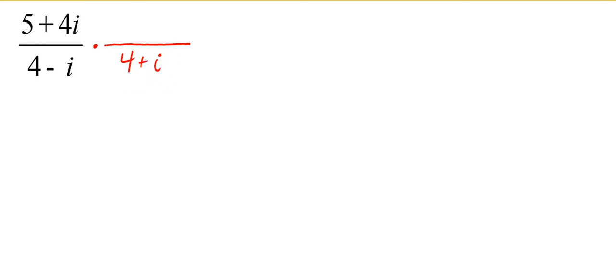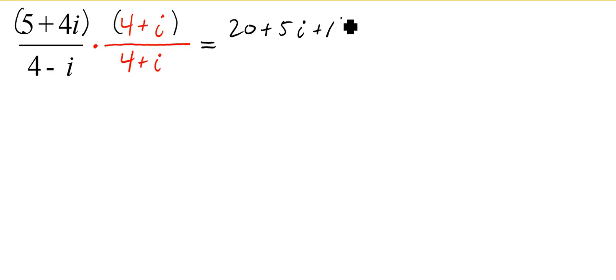Since we want to multiply the denominator by 4 plus i, we need to multiply the numerator by the same thing, 4 plus i. Now we need to go ahead and carry out the multiplication on top, which means we're going to FOIL. So we have 5 times 4 is 20. 5 times i would be plus 5i. 4i times 4 would be plus 16i. And 4i times i would be 4i squared.